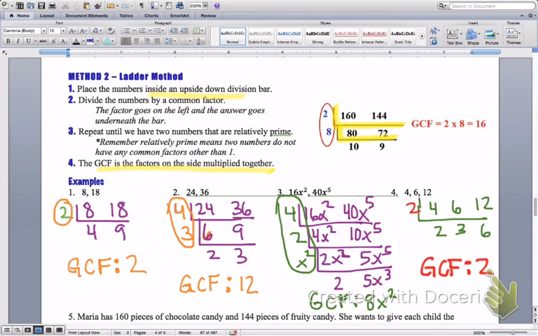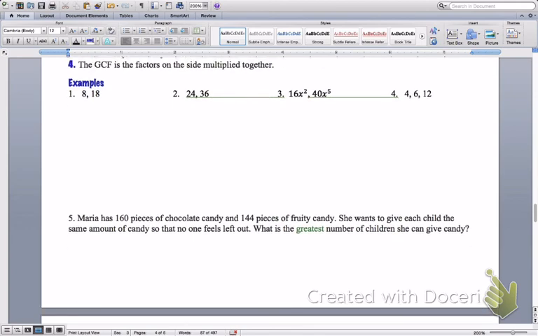All right, let's go ahead and move on to the very last example, which is a word problem that involves the GCF. So it says Maria has 160 pieces of chocolate candy and 144 of fruity candy. She wants to give each child the same amount of candy so that no one feels left out. What is the greatest number of children she can give candy to?